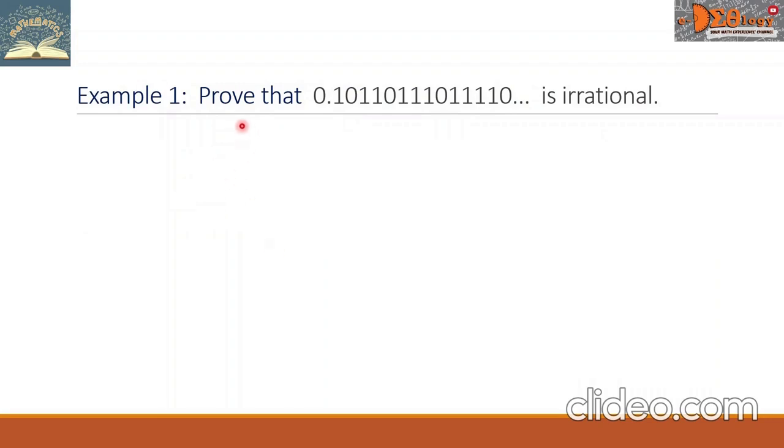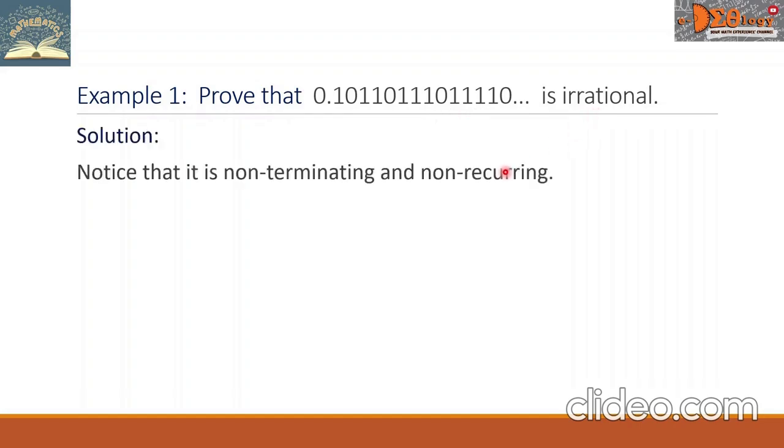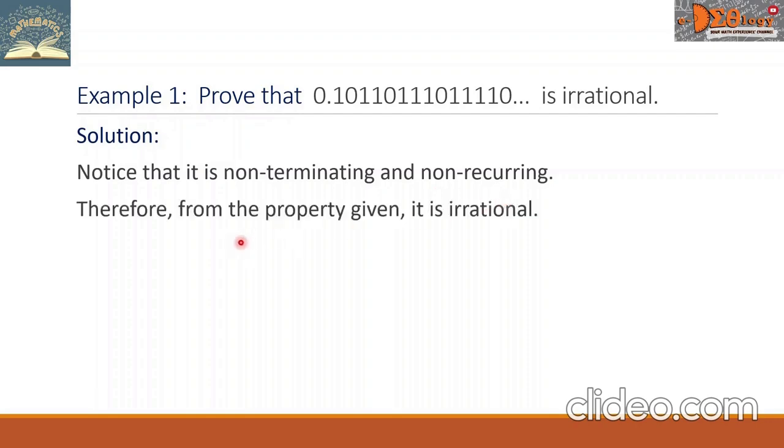Example 1. Prove that 0.10110111011110 and so on is irrational. Notice that this number is non-terminating and non-recurring. Therefore, from the property given, it is irrational.